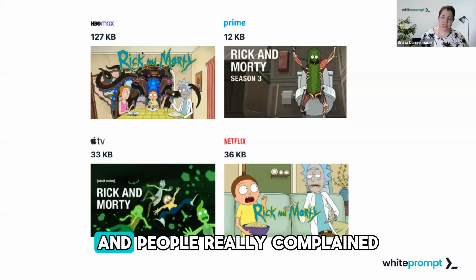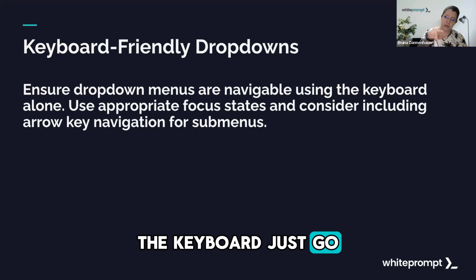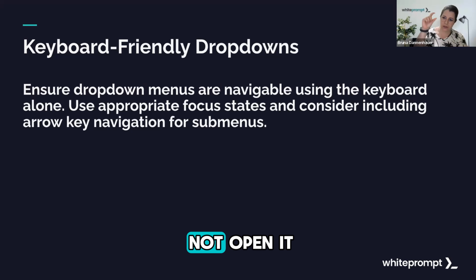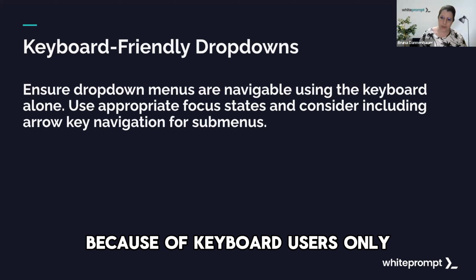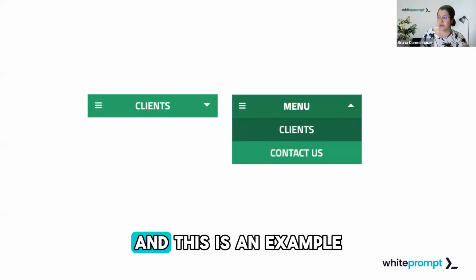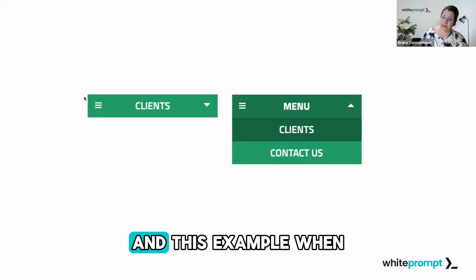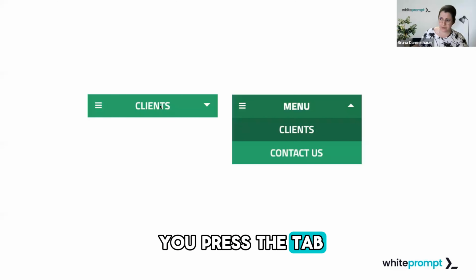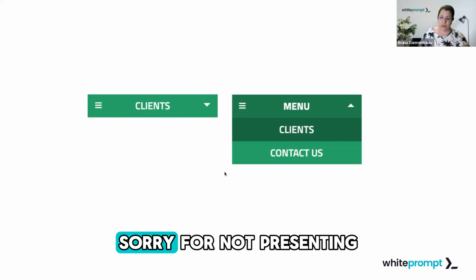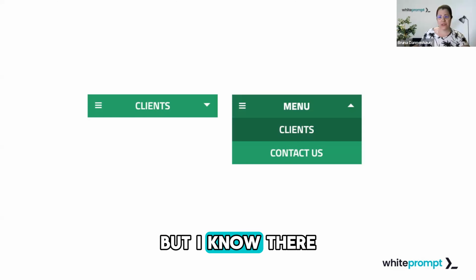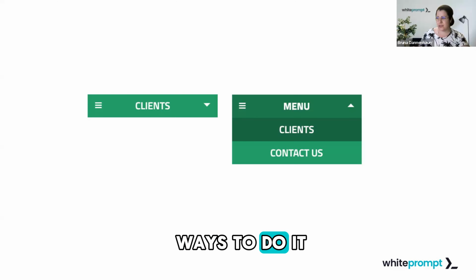Keyboard friendly dropdowns. That's another tip, to ensure that the dropdowns are navigable through the keyboard, because sometimes when you do it wrong, the keyboard just goes through the menu and doesn't open it when you are using just the keyboard. So it's important to think about that because of keyboard-only users. And this is an example. In this example, when you press the tab, it will open the menu directly, and there's a correct way to do it in code. Sorry for not presenting the code example, but I know there are a variety of ways to do it properly.